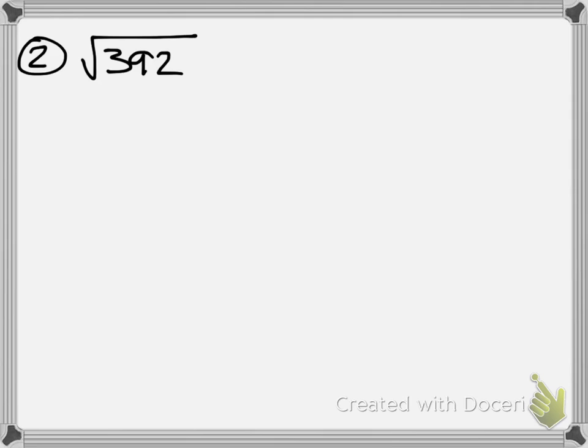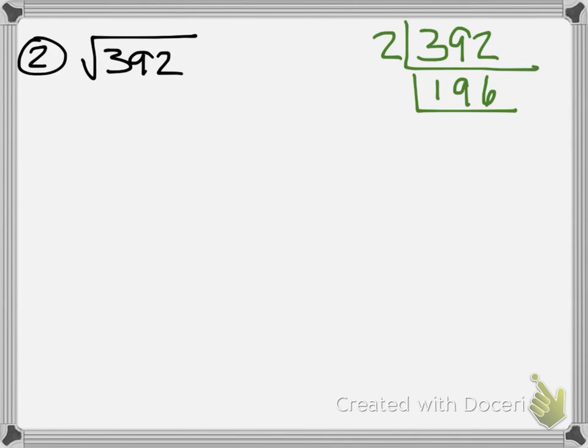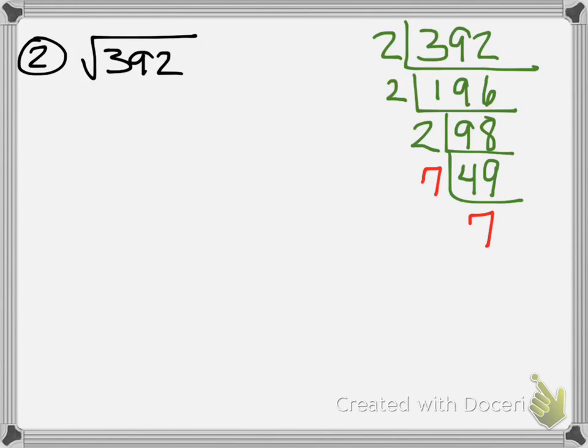Let's do 392. We're going to do it the same way, looking for things that can divide into it. 392. What's one number that can divide into it? 2. Leaving us what? 196. What divides into 196? 2. Leaving us? 98. What divides into 98? 2. Leaving us 49. What divides into 49? 3? No. 7. 7 and 7.